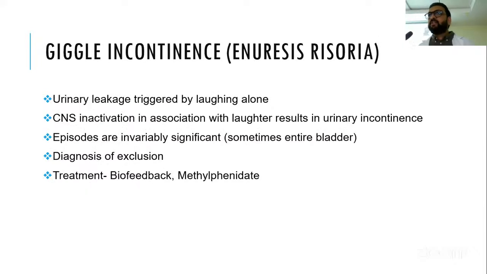Then some conditions of functional lower urinary tract. Giggle incontinence, also known as enuresis risoria. The urine leakage is triggered solely by laughing. The mechanism is thought to be a cataplexy, that is CNS inactivation in response to the laughter. The episodes are significant. Sometimes the entire bladder is drained. It is a diagnosis of exclusion and can be treated by biofeedback or methylphenidate.